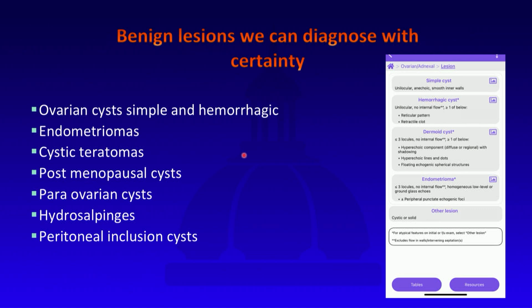So in summary, these are the lesions we can diagnose with certainty. And again, you can go on your app and just verify what you're describing. But simple or hemorrhagic cyst, endometrioma, cystic teratomas, postmenopausal cyst, para-ovarian cyst, hydrosalpinges, and peritoneal inclusion cyst. And in my report, I will put what I think it is, so I'll say consistent with cystic teratoma. So if your gynecologist wants this, you can also add O-RADS 2. But I think what is really important is you give a specific diagnosis, because you can.